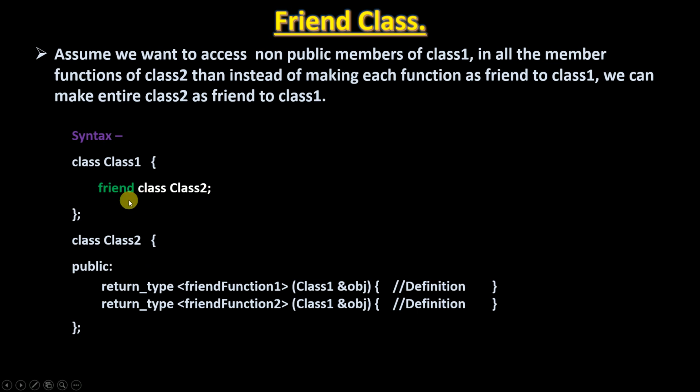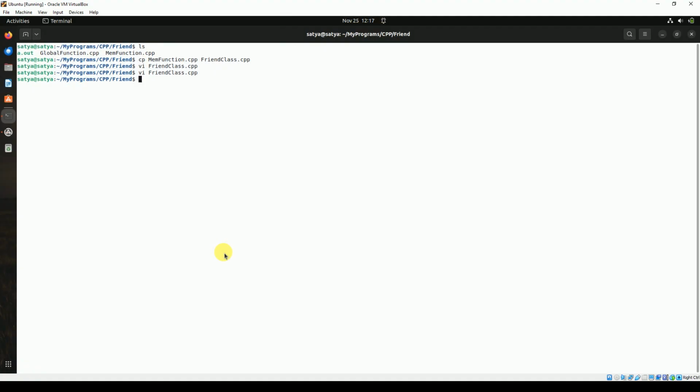You are telling the compiler that class 2 is a friend of mine, and if any of class 2's member functions try to access my private members or protected members, allow them without giving any compilation issues. So this is a very simple concept. We are making the entire class a friend to another class. Just observe one program for this.